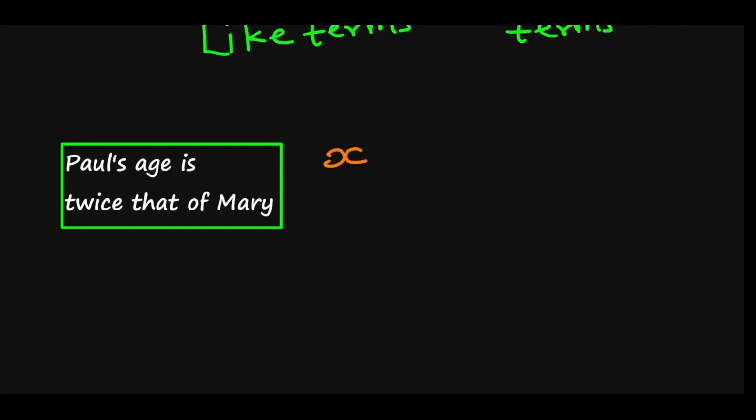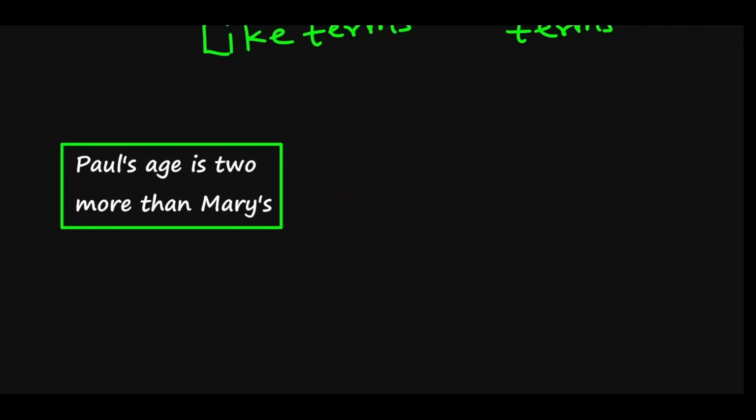So if Mary's age is X, then Paul's age is twice that of Mary. That means that Paul's age is 2 times X. That's all. As simple as that. Let us take another one, even more difficult or something similar.